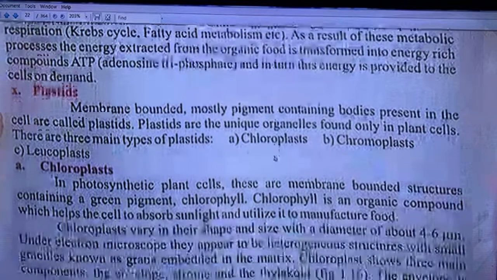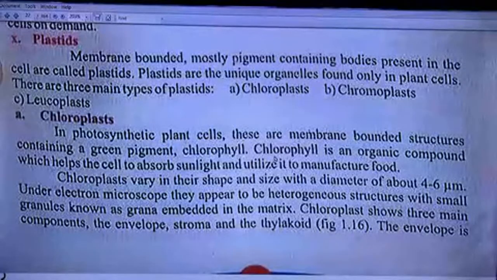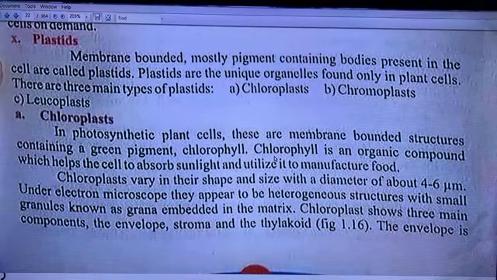Plastids. Membrane-bounded, mostly pigment-containing bodies present in the cell are called plastids. Plastids are unique organelles found in cells. There are three main types of plastids: chloroplasts, chromoplasts, and leucoplasts.